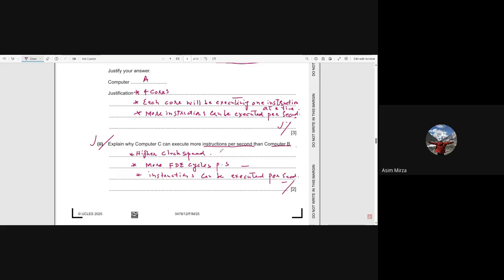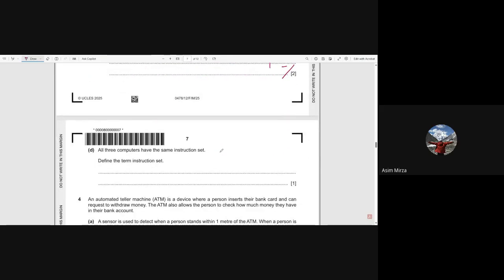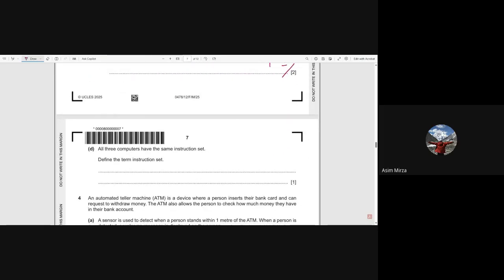Okay. Now let's move to the next question. Oh, we have the same question. Still, we have part D. All three computers have the same instruction set. Define the term instruction set.